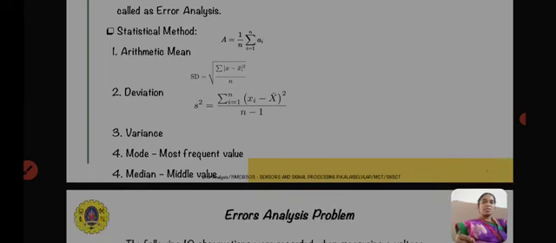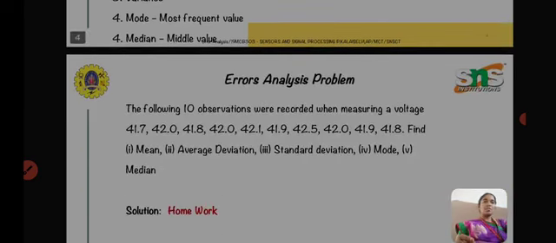These statistical methods are used for the error analysis problem. For example, we can take as a homework problem: the following 10 observations were recorded when measuring a voltage. We can find the mean value, average deviation, standard deviation, mode and median by using the above formulas.